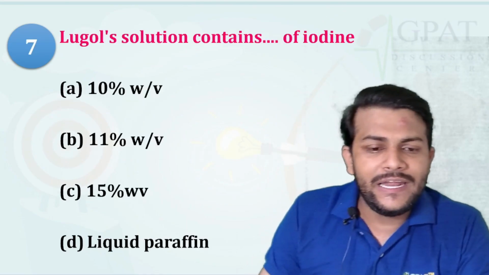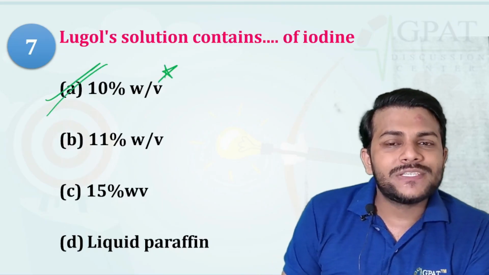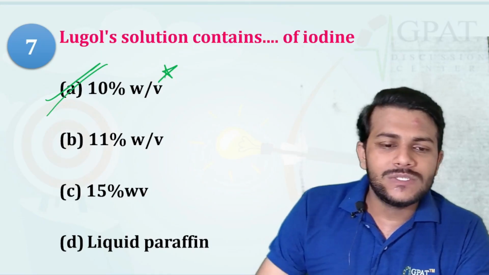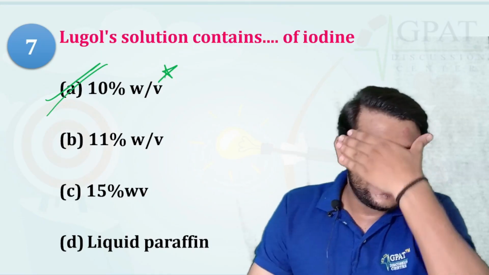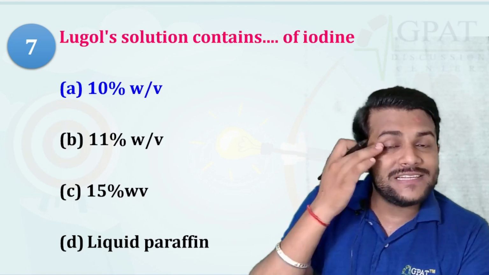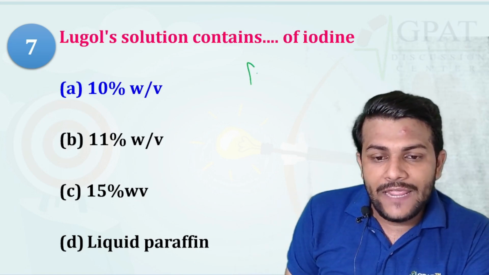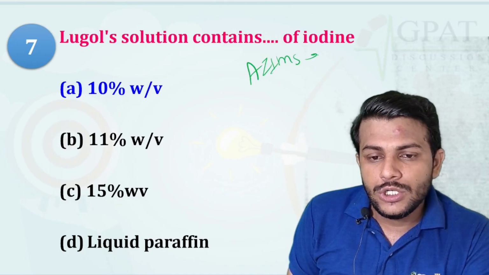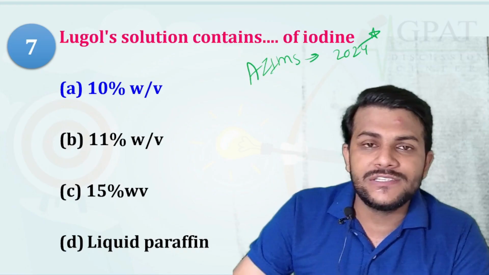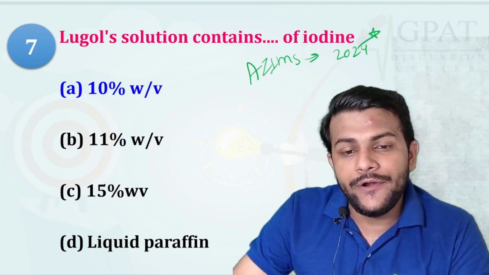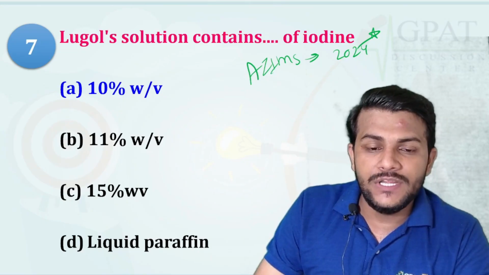Lugol solution contains 10% of iodine, weight by volume. Lugol solution basically contains 10% of potassium iodide. And this question was asked previously in the AIIMS examination. In the AIIMS 2024 examination, this question was asked: what is the composition of iodine? That is, 10% KI is present in the Lugol solution.